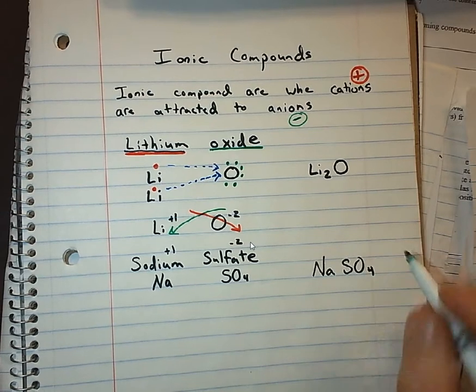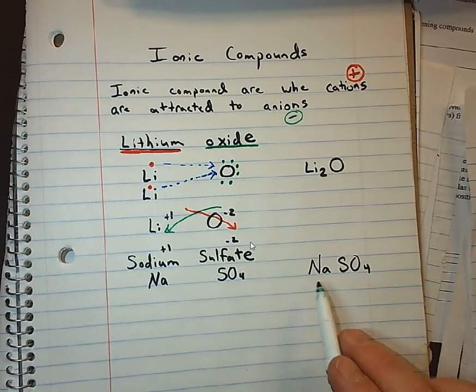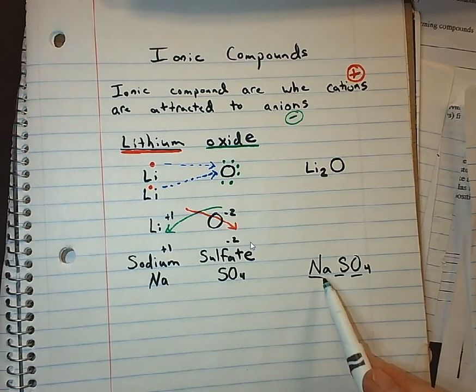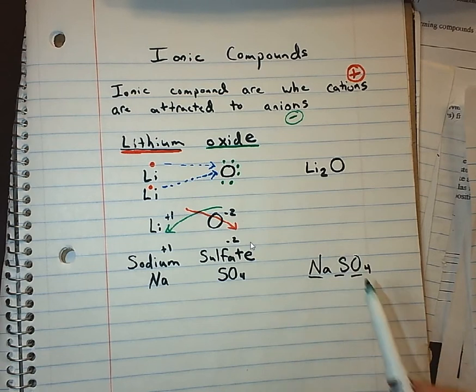So right now we have 3 elements: sodium, sulfur, oxygen. We have 1 sodium, 1 sulfur, 4 oxygens. So there are 6 atoms altogether made up of 3 elements. This is one compound because we're made up of multiple elements. Okay? Let's do another one.